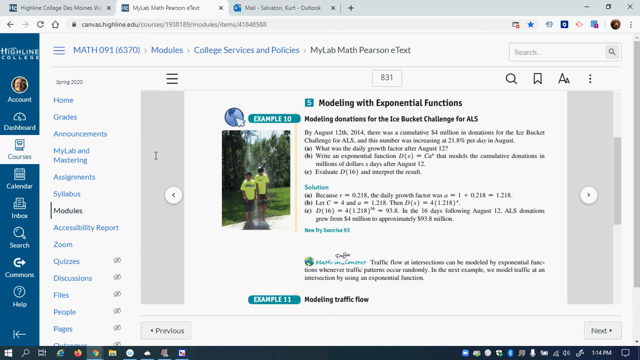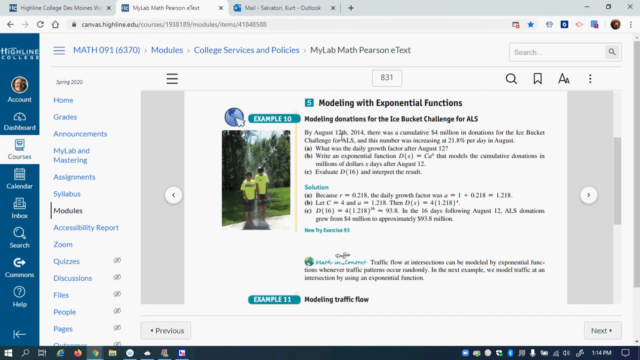So this is section 12.2, and it's talking about just looking at different real world situations. So here's example 5 on page 831. This is just modeling donations for the Ice Bucket Challenge.